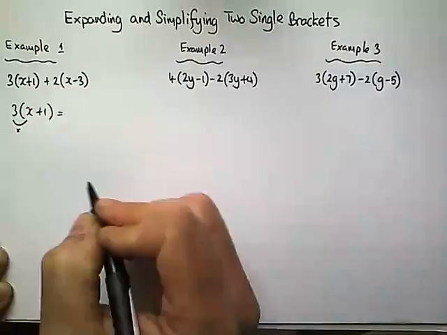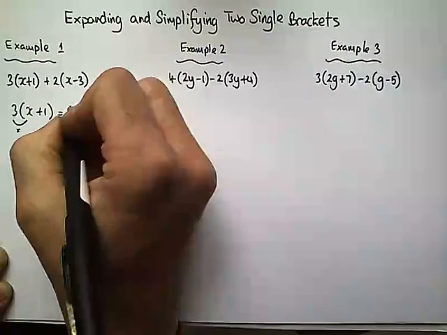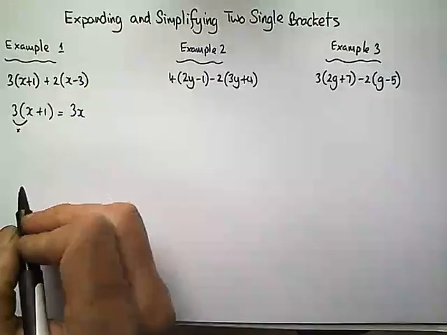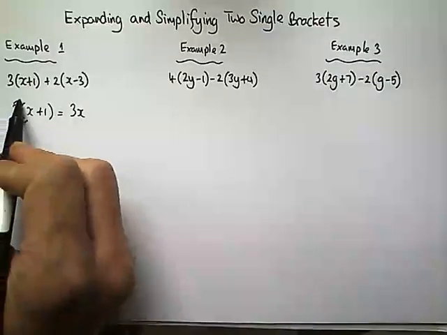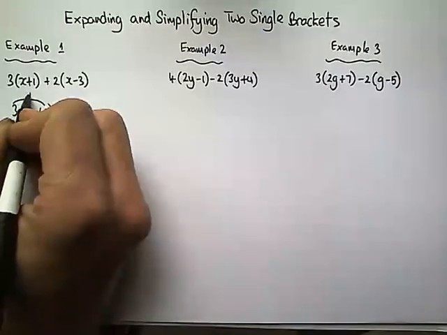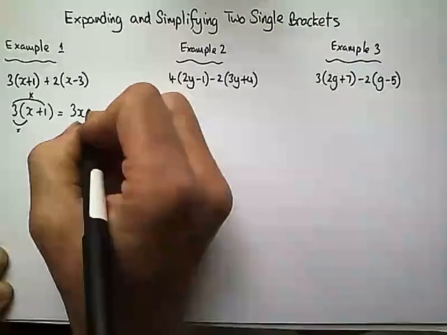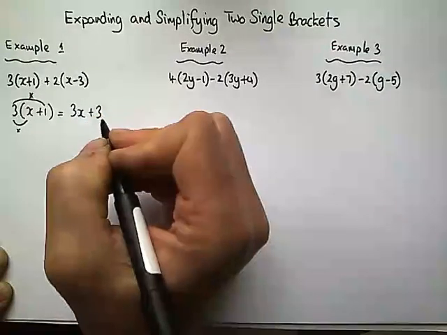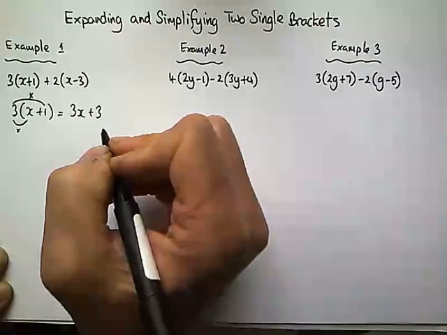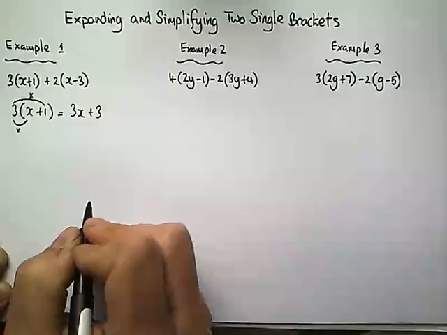So 3 lots of x plus 1 will be equal to 3 times x, which is 3x, and 3 times plus 1, which is 3 times 1, which is just 3. So I've expanded the first bracket. So let's expand the second bracket as well.